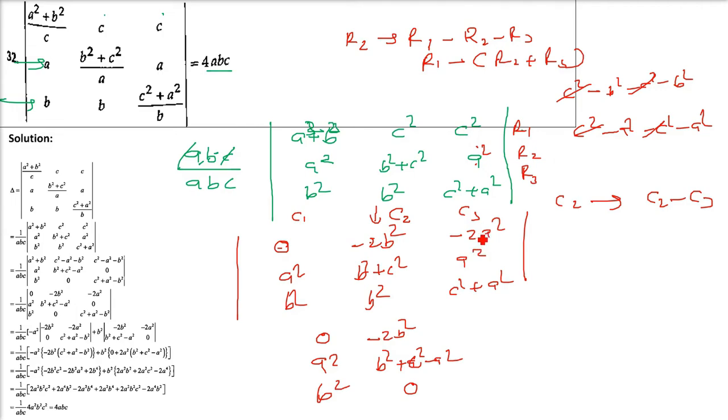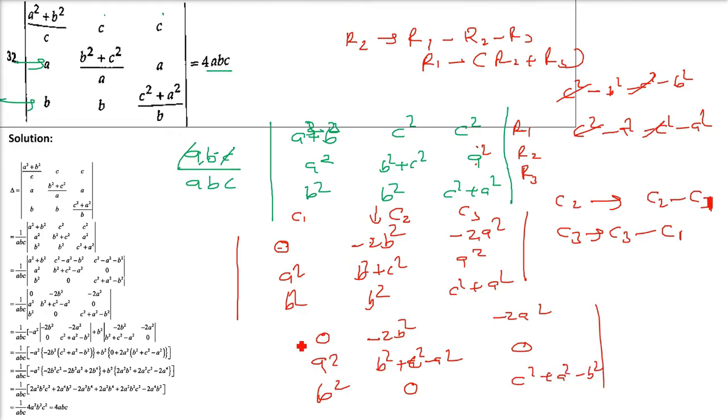Now column 3 has to be changed to column 3 minus column 1. Column 3 is changed to column 3 minus column 1. C2 was C2 minus C1, remember. It was C1 minus C1. C3 is C3 minus C1. So minus 2a square minus 0 is minus 2a square. a square minus a square is 0. c square plus a square minus b square you get. c square plus a square minus b square.